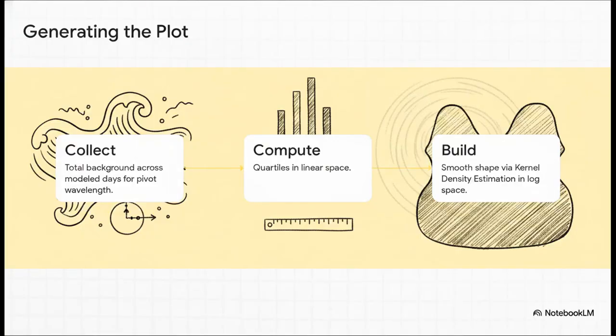Now, what's really interesting about this is the exact math generating these plots. It happens in 3 steps. First, the tool collects the total background across all modeled days for your chosen filter's pivot wavelength. Second, it computes the quartiles, the minimum, median, maximum, and 25th to 75th percentiles, all in linear space. Finally, to give you that really nice, smooth, violin-like silhouette, it builds the shape using a statistical technique called kernel density estimation, or KDE, in log space. Basically, it estimates the density of log10 background values and maps that to a symmetric half-width.